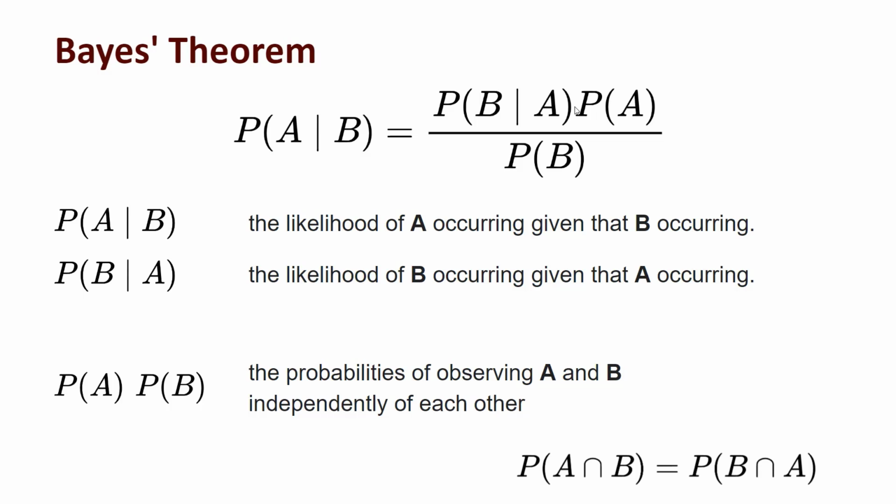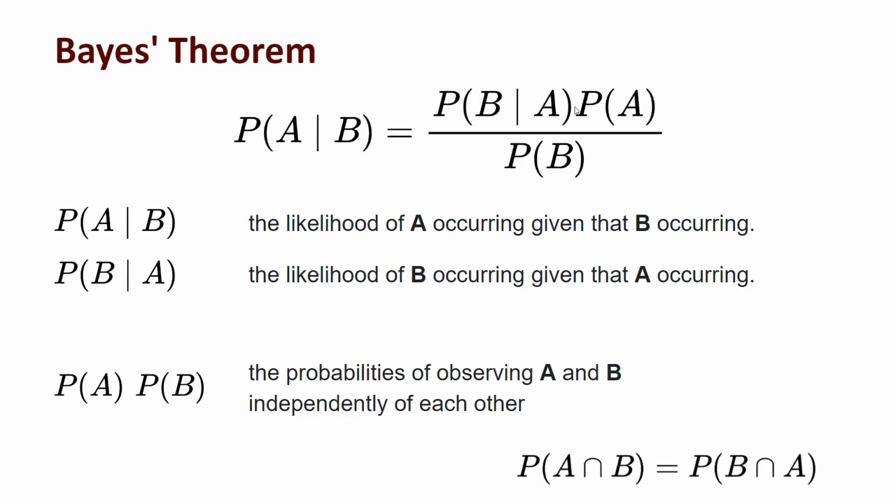So P(A) and P(B) are the probability of observing A and B independently. And P(A ∩ B) is equal to P(B ∩ A), because you can see whenever they have an intersection between two sets, no matter which direction you are doing the calculation, they are the same.